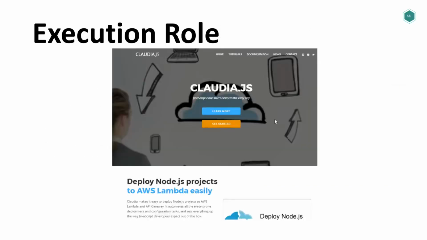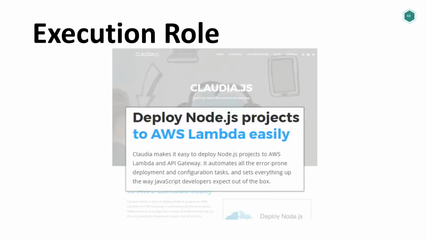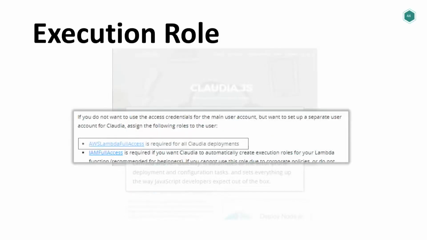So if we're looking at execution roles, how many of you know Claudia.js? Okay, I thought more. It's a pretty common solution for deployment of Node.js projects to AWS. Let's for a second look at the documentation. You can see that AWS Lambda full access is required for all Claudia deployments. So if anyone is using Claudia, and that's a lot of people, they're giving the full permissions as requirement. We thought Claudia is the only one, but actually we see it all over the place.